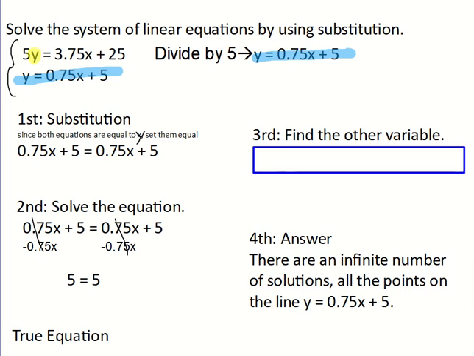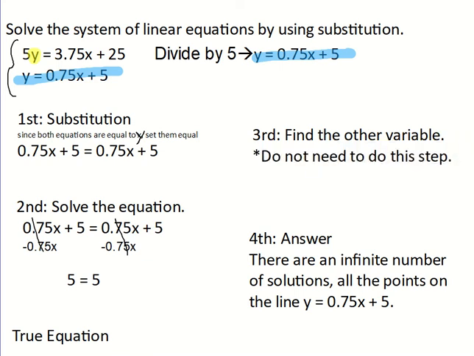A note here as for finding the other variable, since all our variables were removed from the equation when we solved it, we came up with a true equation. You don't need to do this third step here. There's no need to find another variable because they're identical lines.